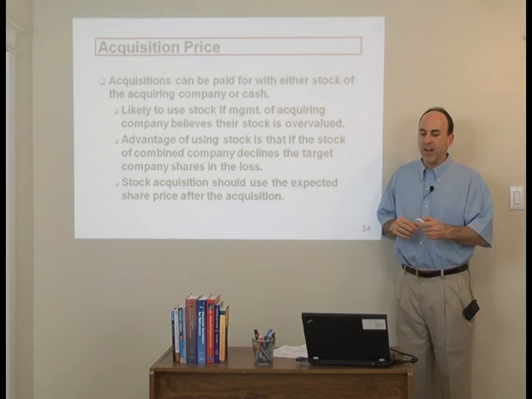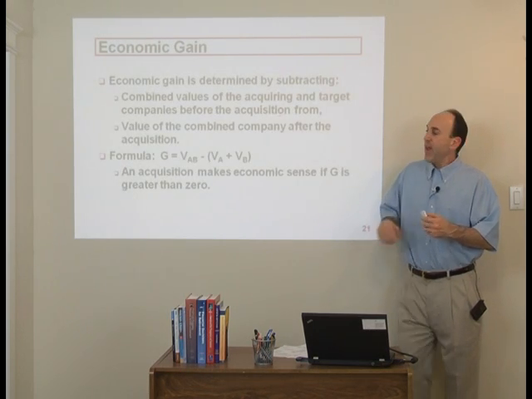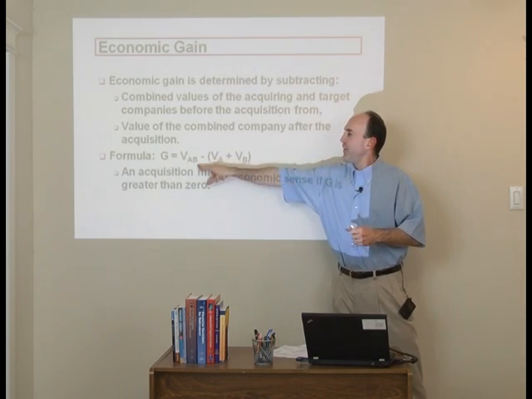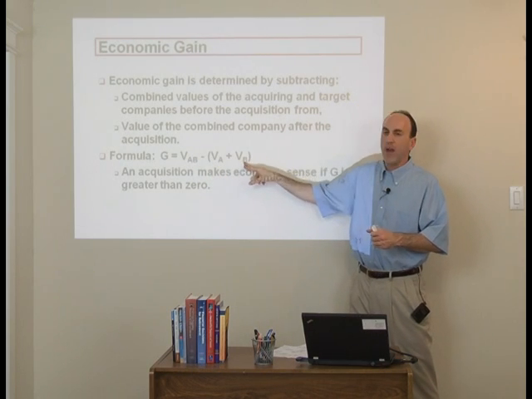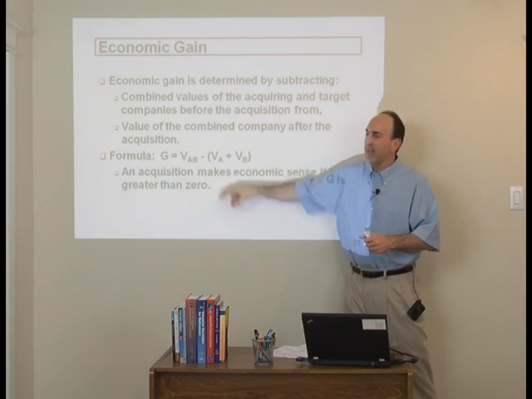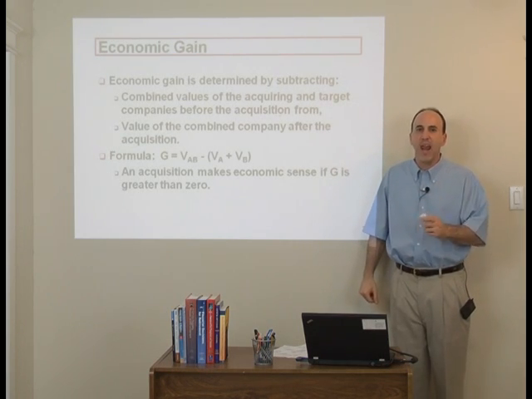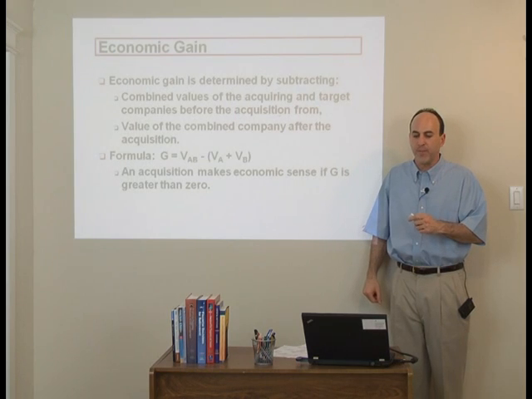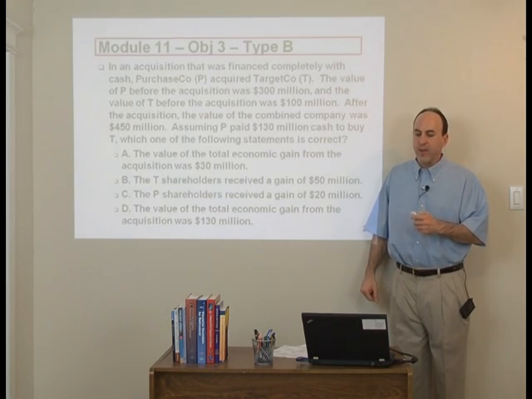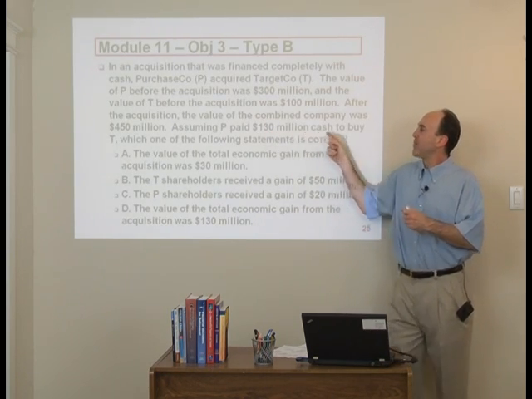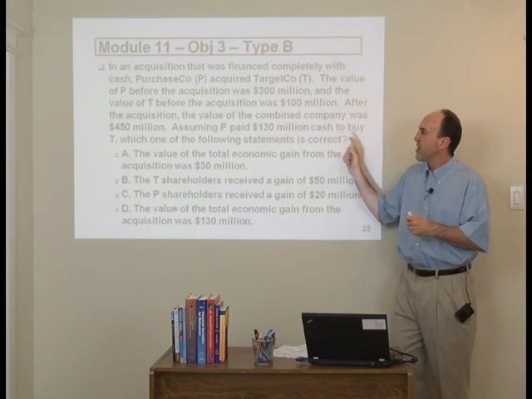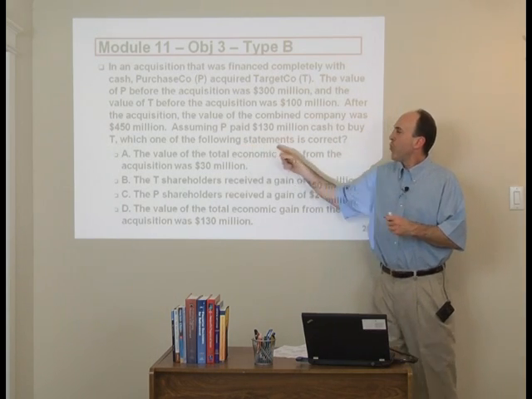Okay, so let's go back a couple of slides. Here's our formula. We have $450 million minus $400 million. So that means our economic gain was $50 million. So that's the first thing you want to note. Economic gain was $50 million, 450 minus $400 million.